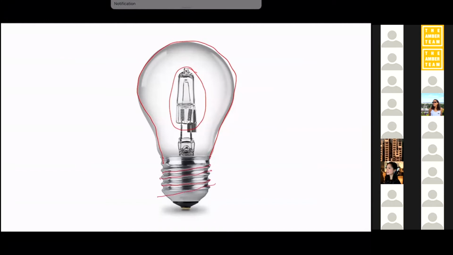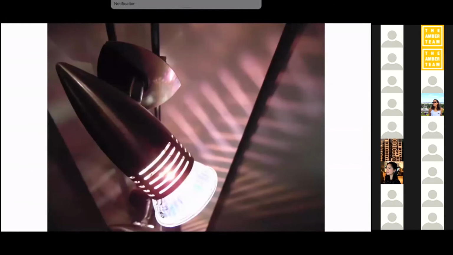But it's just a halogen inside of a light bulb. And it looks, like I said, the light that comes off of it is a bit whiter and less yellow. It's cooler, which means it has a higher correlated color temperature.